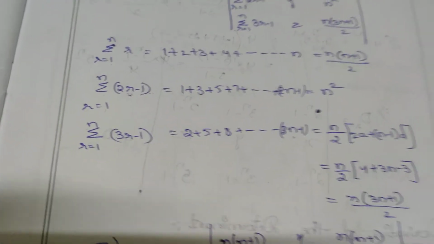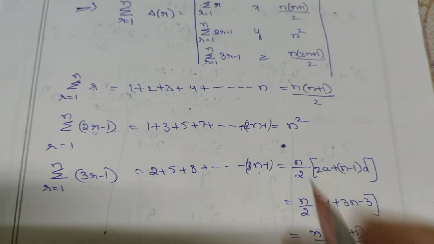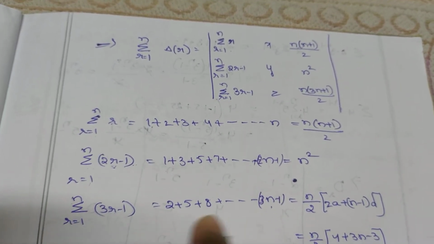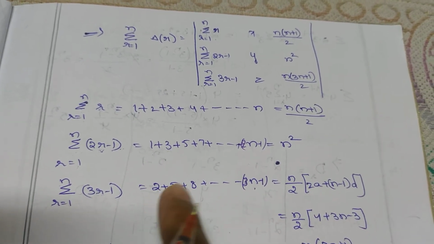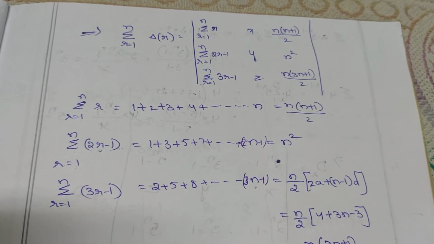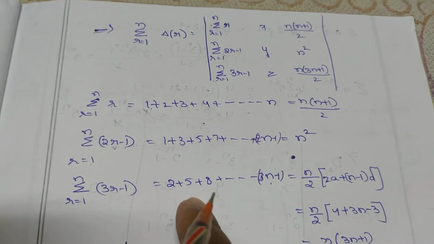Okay, so what do you have? 2 plus 5 plus 8 plus up to 3n minus 1. But you understand here that up to n terms are there, because you are substituting 1 to n, so in total we get n terms. So understand that this is in AP: 5 minus 2 is 3, 8 minus 5 is 3, like that. So the common difference is the same. So here the sum of n terms is needed, and these terms are in AP.